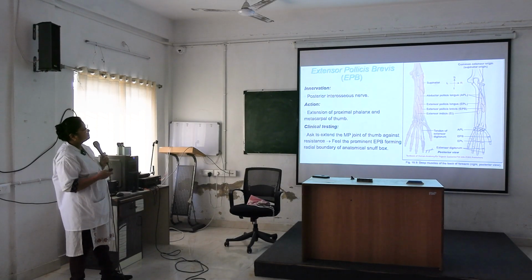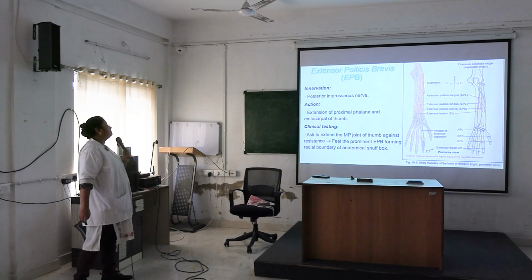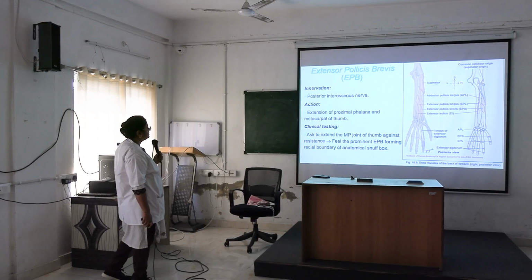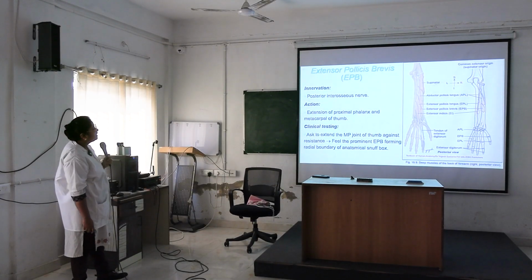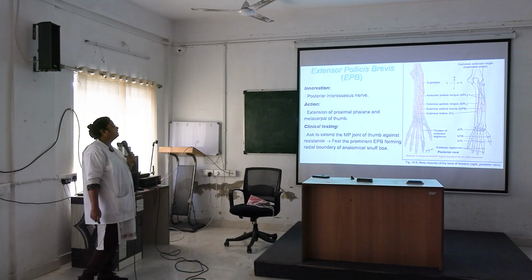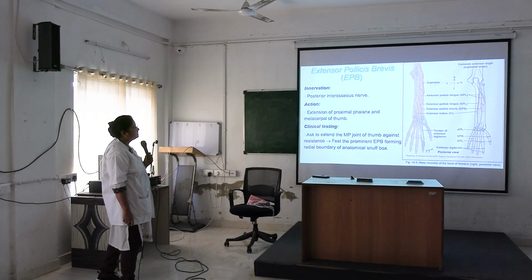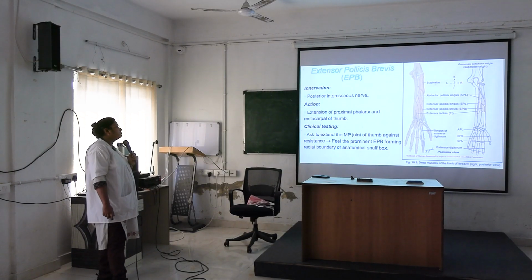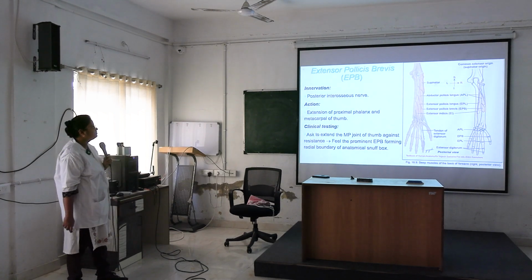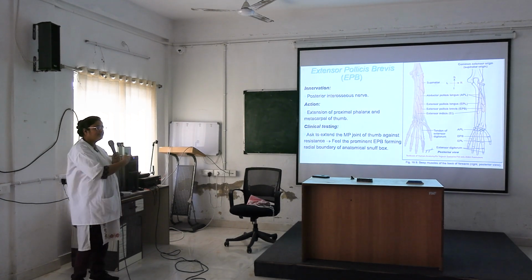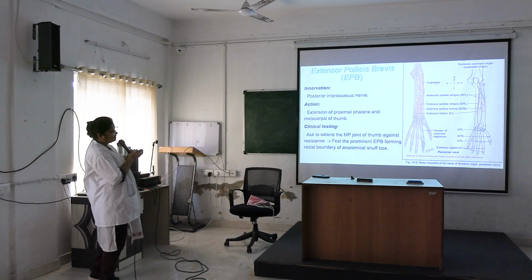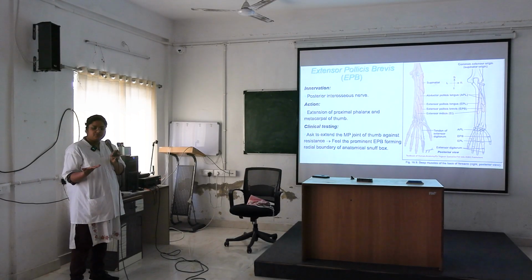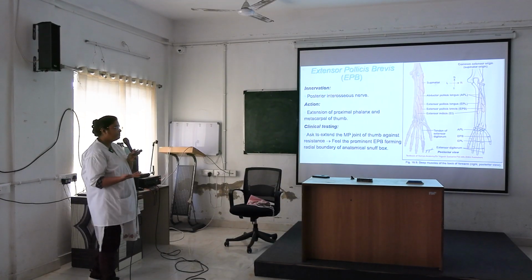Innervation is posterior interosseous nerve. Action is extension of the proximal phalanx and metacarpal of the thumb. How will you test this muscle? Ask the patient to extend the metacarpophalangeal joint of the thumb against resistance and feel the prominent extensor pollicis brevis forming the lateral, radial boundary of the snuffbox. This is extension. So you have to do the extension against resistance and this muscle will be prominent.